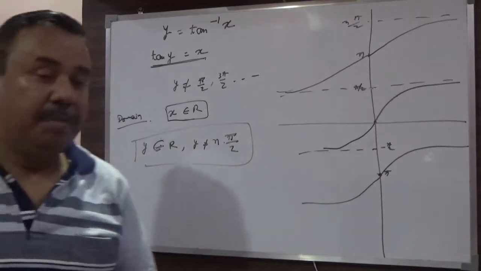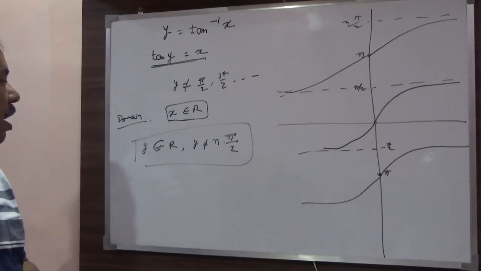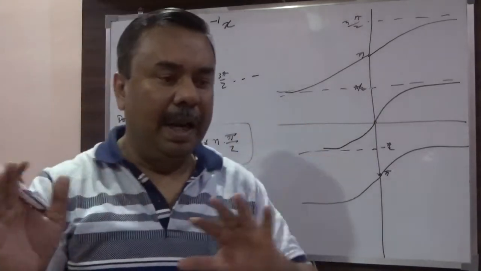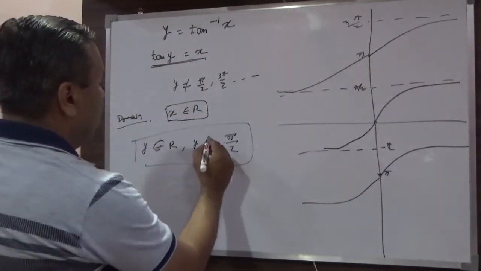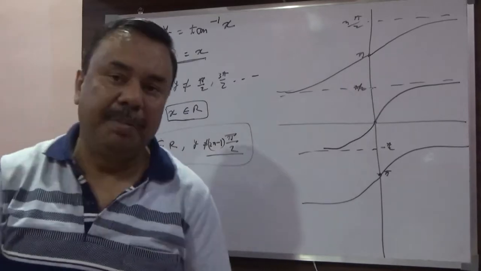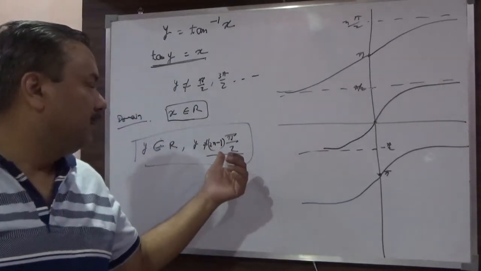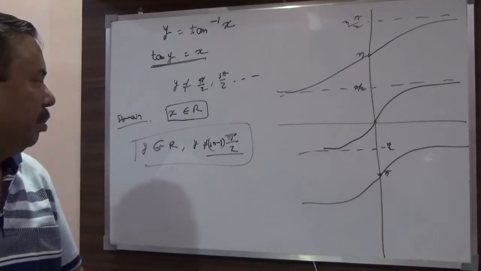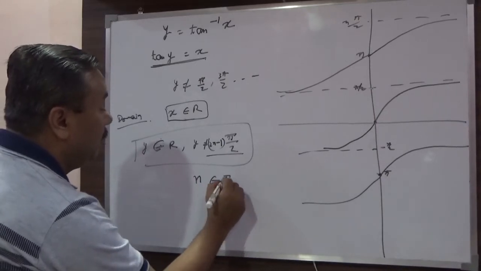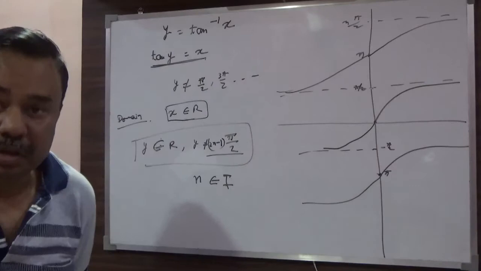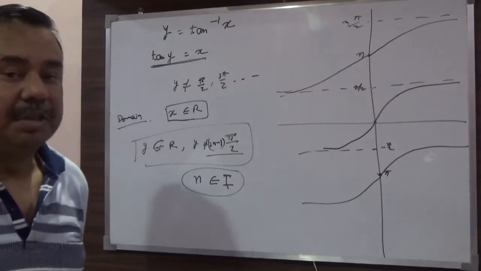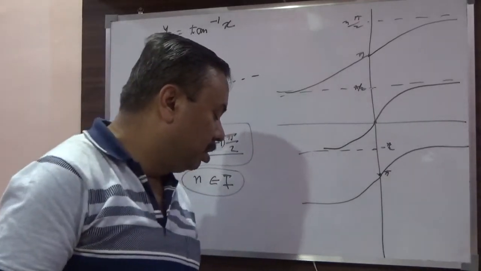I can say it should not be equal to n multiplied by... should it be n? No, it should not be n. Actually it was 1, 3 like this. So I should write it as 2n minus 1, so any odd number multiplied by pi by 2. So it will be 2n minus 1 or 2n plus 1, whatever you can say. It should not be equal to, where n will belong to the set of integers. Remember, it can be positive, it can be negative. Okay, n will be the set of all the integers.